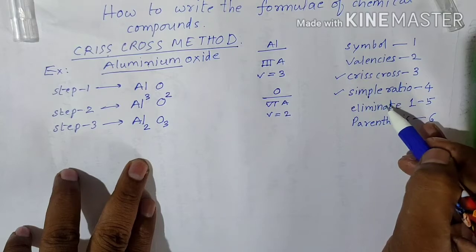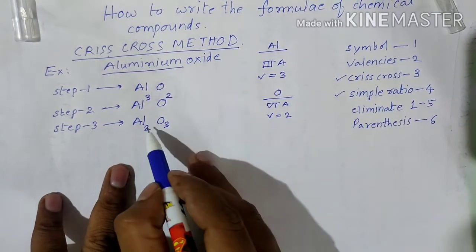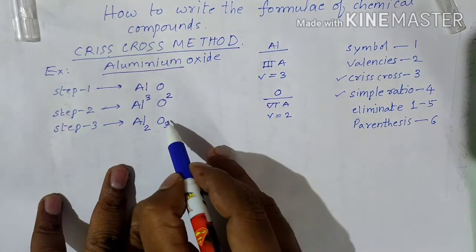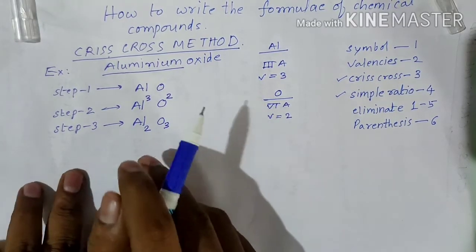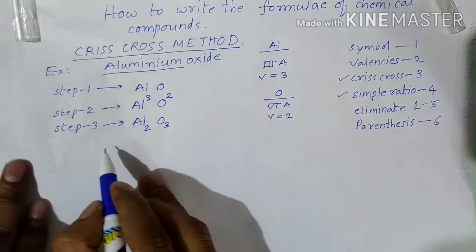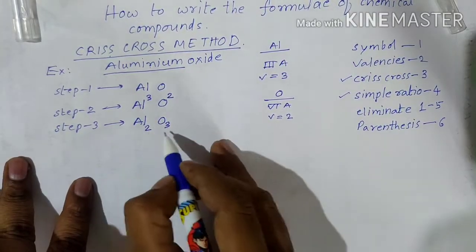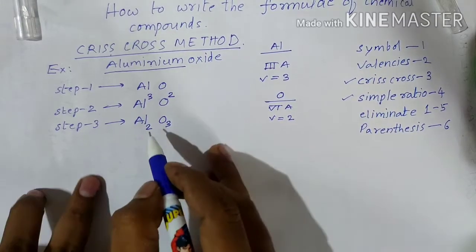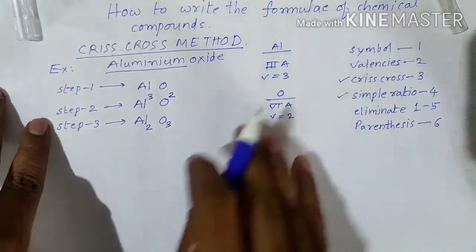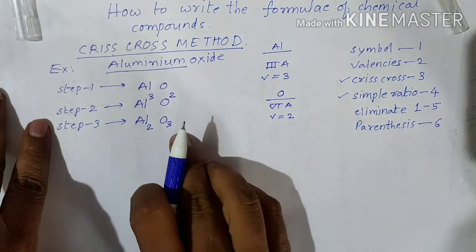So here, what is the fourth step? The fourth step is to write the simple ratio. Here this number is 2 and this number is 3. These are prime numbers, so the simple ratio will be the same. Since 2 and 3 are prime numbers, there will be no simple ratio. Then we simply write it as Al2O3. And we have to check, is there any 1 here?